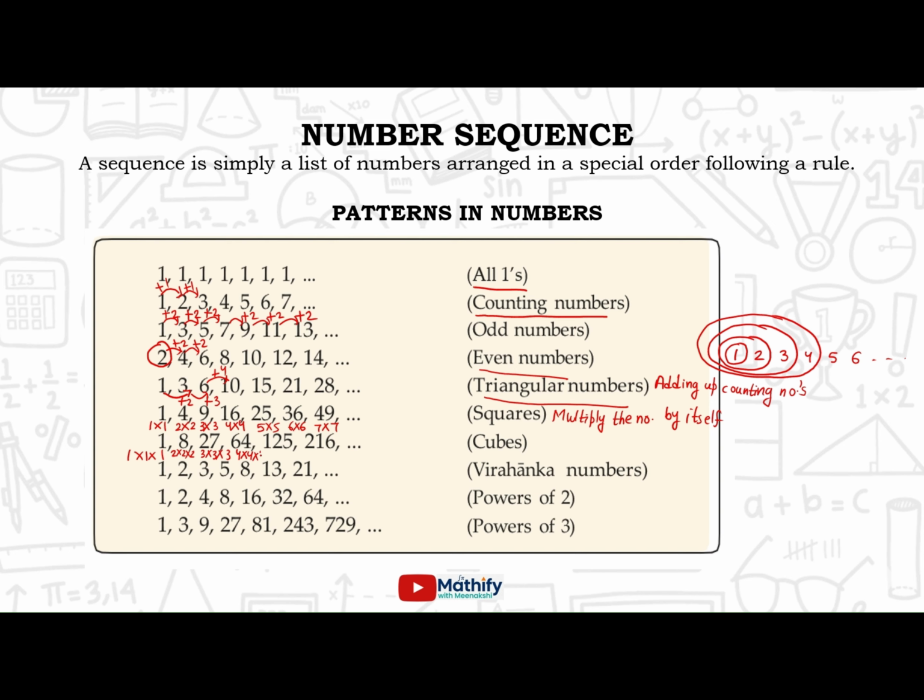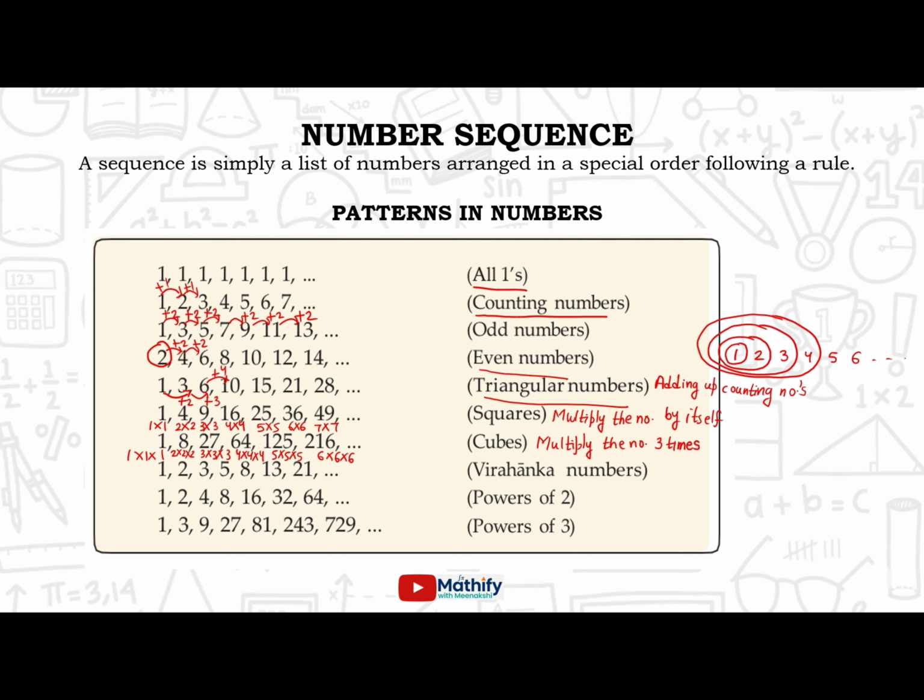16 into 4 is 64. Then 5 into 5 is 25, 25 into 5 is 125. And then 6 into 6 is 36, and 36 into 6 is 216. So when we multiply the number with itself 3 times, we get this series, and that is also known as cubes. So this is the rule: multiplying the number 3 times with itself.